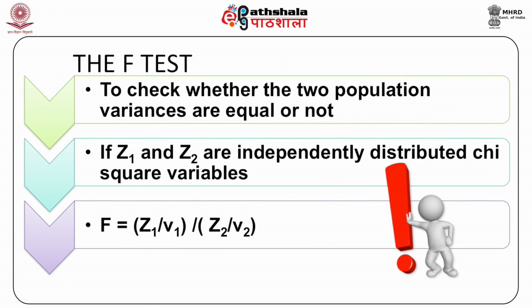Further, we shall now understand the F-test. R.A. Fisher developed the F-test, also known as the variance ratio test, and it is used for analysis of variance to check whether the two population variances are equal or not. If Z1 and Z2 are independently distributed chi-square variables with V1 and V2 degrees of freedom respectively, then F is equal to (Z1 upon V1) whole upon (Z2 upon V2). This would follow an F distribution with degrees of freedom V1 and V2.